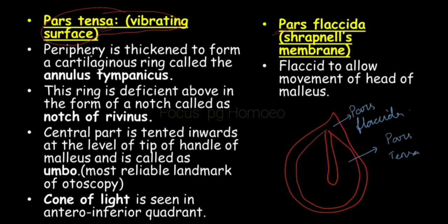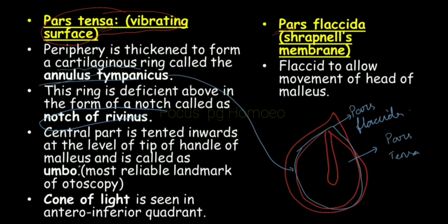Here it is mentioned that the periphery is thickened to form a cartilaginous ring, that is annulus tympanicus, which you can see here. This peripheral thick cartilaginous ring is called annulus tympanicus, and this ring is deficient above in the form of a notch called the notch of Rivinus. So there is a deficiency, which is called the notch of Rivinus, and the central part is tented inwards.